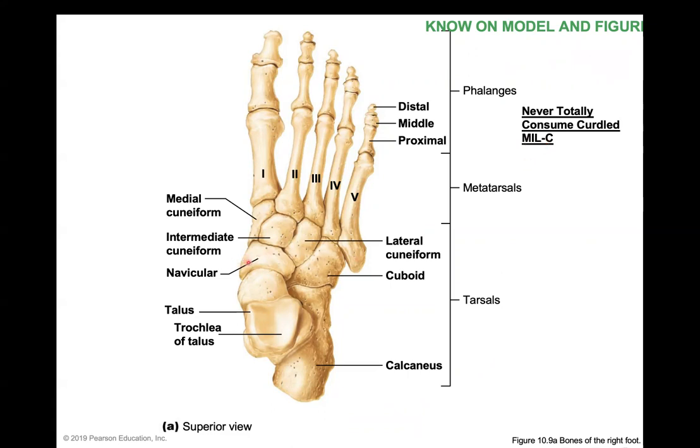So for the mnemonic, we start on the medial side or the side with the big toe. So never is your N, and that is your navicular. Totally is the T, which is your talus. Consume is the calcaneus. Curdled is your cuboid, and then we come to milk. So milk, we have three cuneiform. We have our medial cuneiform, which is the M, the intermediate cuneiform, which is the I, and the lateral cuneiform, which is the L. The C in milk just means cuneiform.